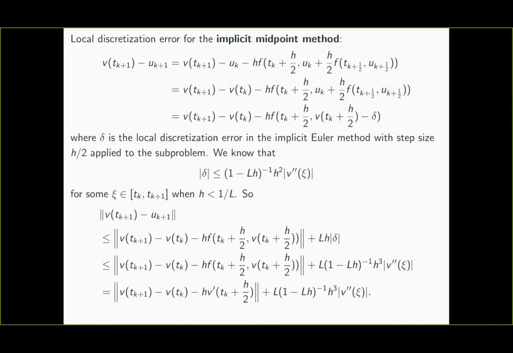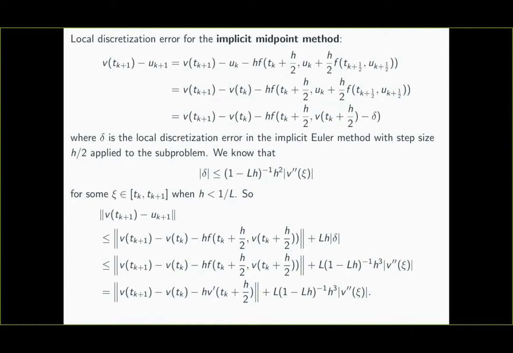In order to pull off something similar as we have done for the explicit midpoint method, we need to get an estimate of this delta. Now we recall that the size of delta is bounded from above by (1 minus L times h) inverse times h squared times the size of v'' at psi, where psi is somewhere in this time interval from t_k up to t_{k+1}. Under the condition, of course, that h is strictly less than 1 over L. I'm really just recycling here the estimate for the local discretization error of the implicit Euler method.